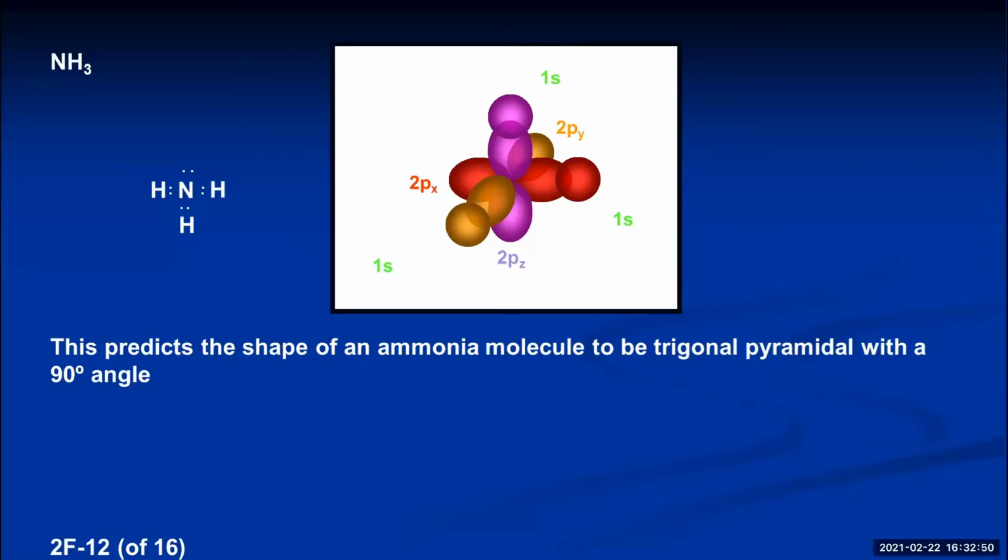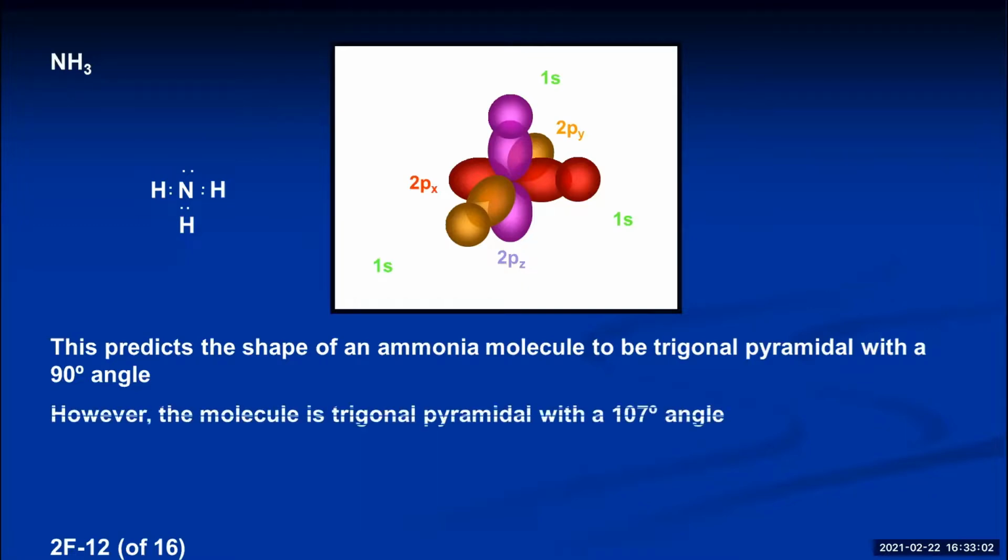So we cannot have the nitrogen bonding with the 2px, 2py, and 2pz. It's going to have to bond with hybrid orbitals instead. These orbitals we talked about are called sp3 hybrid orbitals. The molecule we know in real life is trigonal pyramidal with a 107-degree bond angle. So therefore, this cannot be happening.